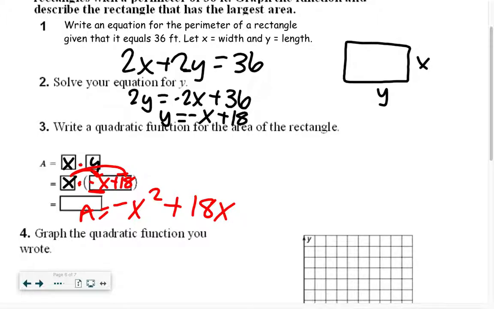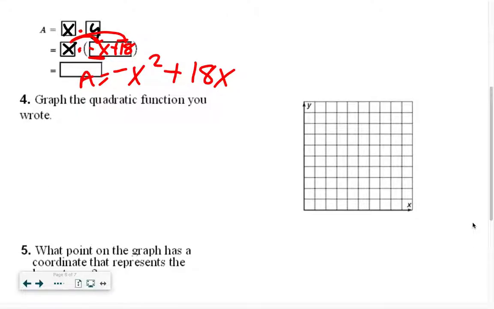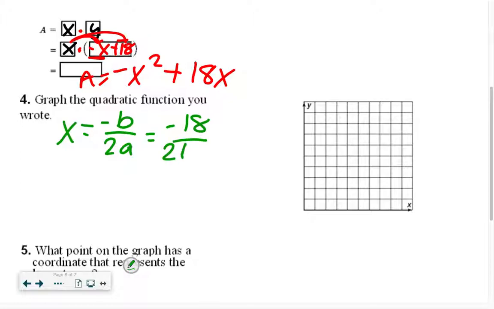All we gotta do is graph it to find our maximum area. To graph with these, the first thing we always find is what? The vertex. The x coordinate of my vertex. X equals what? Negative b over 2a. What is my b? 18. What is my a? Negative 1. Simplify and we get 9. Positive 9, right? Negative divided by negative.